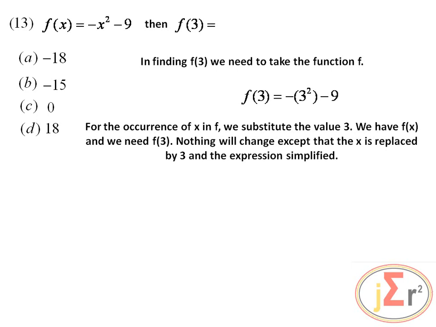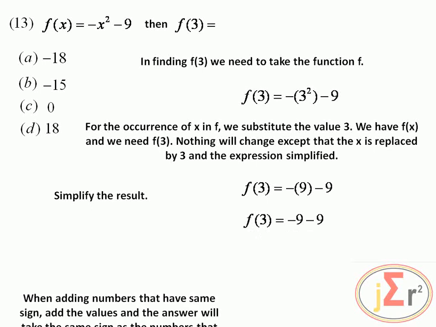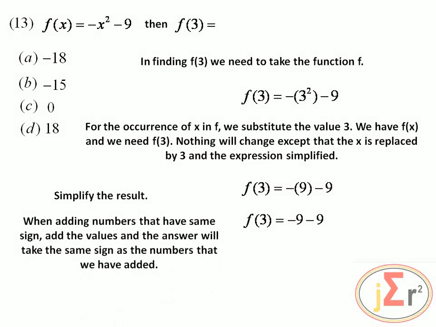Then we simplify. Right, I like this problem for more reasons than one. Simplify the result. We have what? F of 3 is equal to negative of 9 minus 9. Of course, 3 squared is equal to 9. No problem with that. And what do we have? When adding numbers that have the same sign, add the values and the answer will take the same sign as the numbers that we have added. So we need to combine these two.